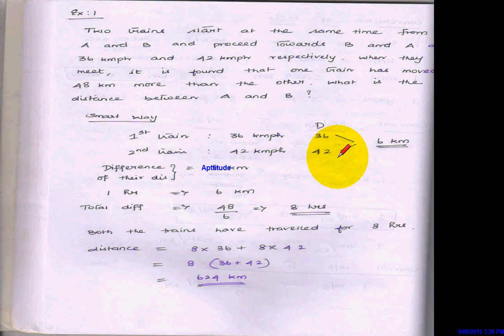What is the difference between these two speeds? One is 36 and another one is 42. The difference is 6 km per hour. So the difference of their distance is equal to 6 km. That is, in 1 hour, the faster train can travel 6 kilometers more than the slower train. Can you understand?